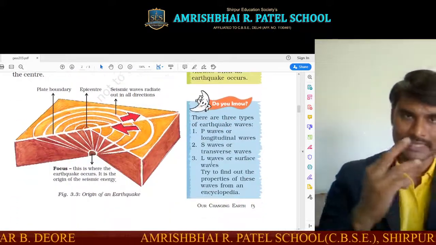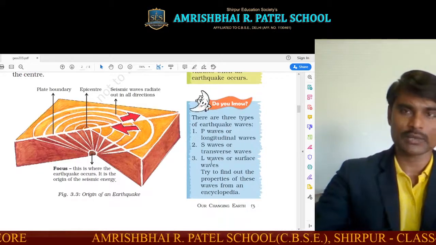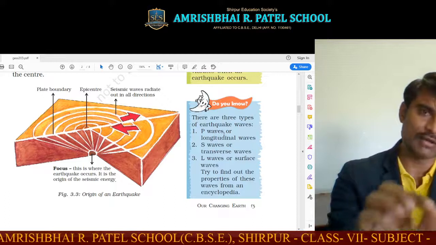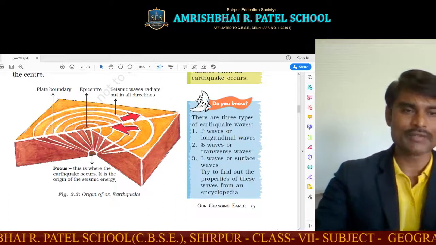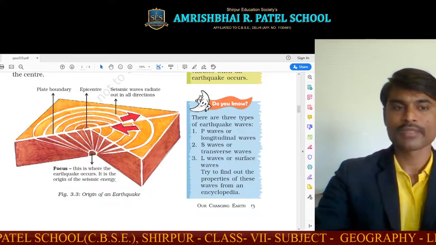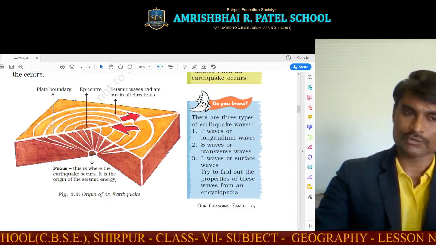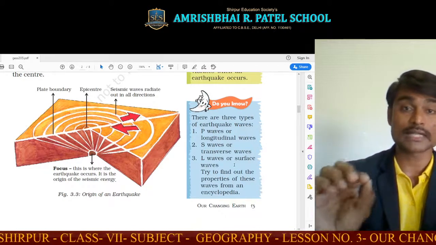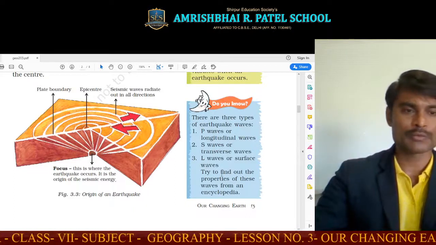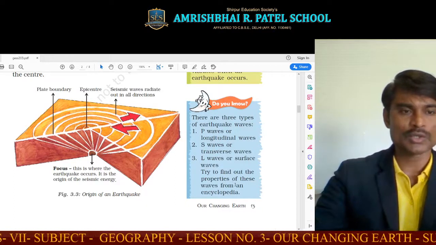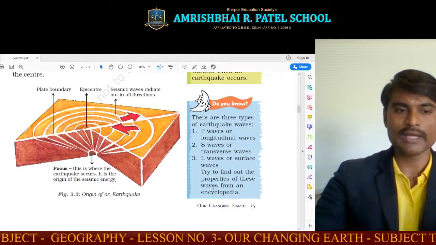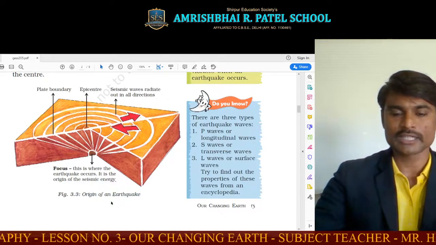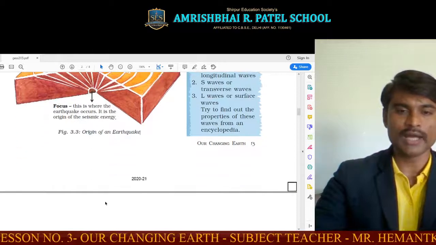There are three types of waves of the earthquake. First is P waves, or longitudinal waves. Second type of wave is S waves, also known as transverse waves. Another is L waves, or surface waves. We have to find out about the properties of these waves from an encyclopedia. This is figure 3.3 explaining the origin of an earthquake.